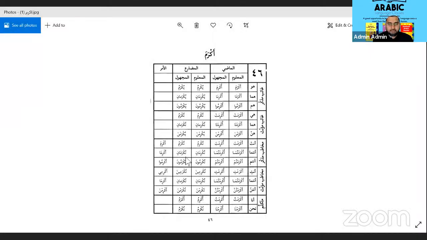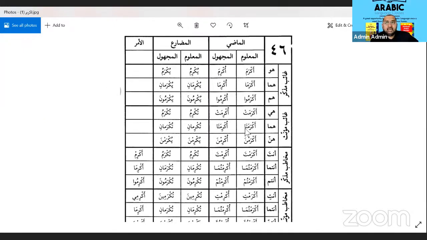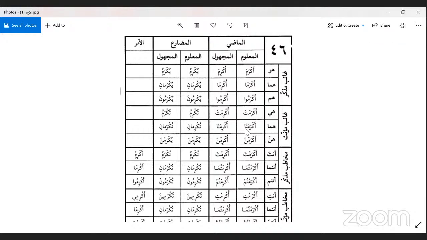Can you see this, everyone? Yes. Okay, now I want you, Sister Alia, to read this: akrama. Now, akrama means akrama. You see that this is a four-letter verb, akrama, and it has an alif or Hamza in the beginning. So it is a four-letter verb.